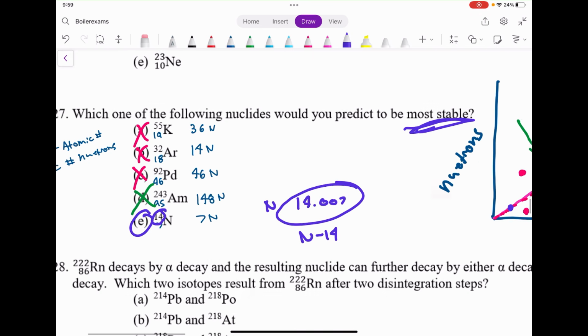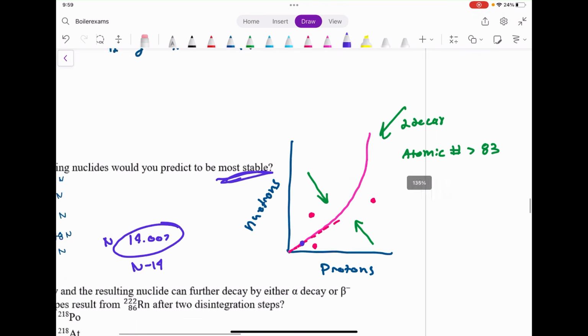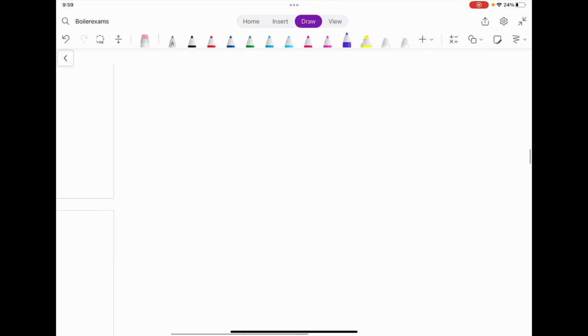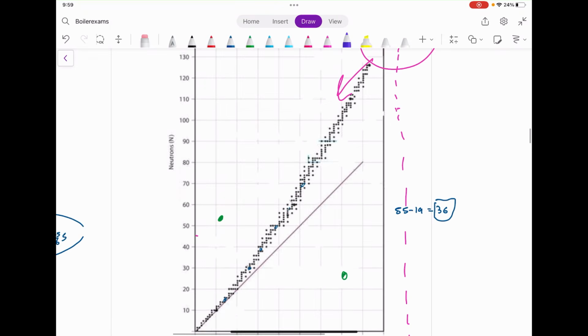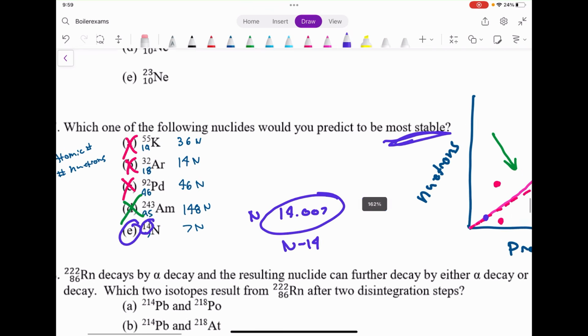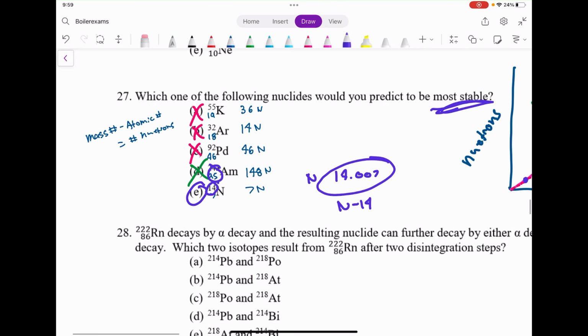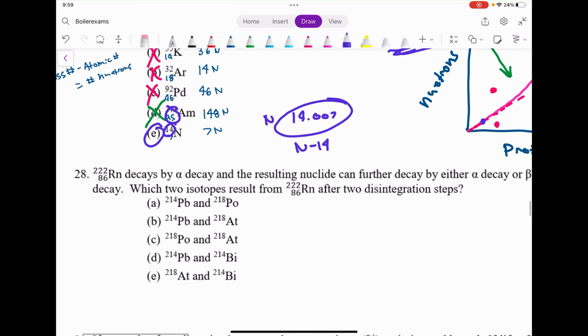Anyways, a couple ways to get to this. You can just know the general trend of the band of stability. You could plot every single one exactly if they give you this. And you also have to know that 95 is too big and you'll undergo alpha decay. A couple things to think about here, but yeah, 27. E.